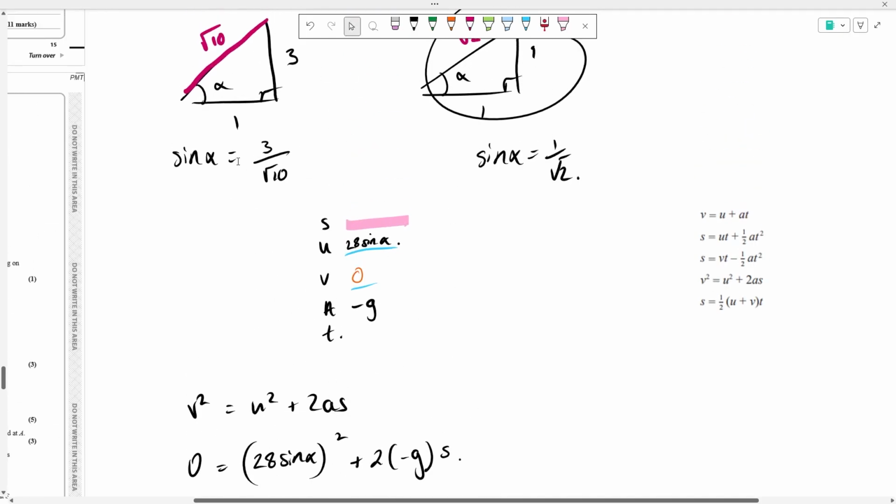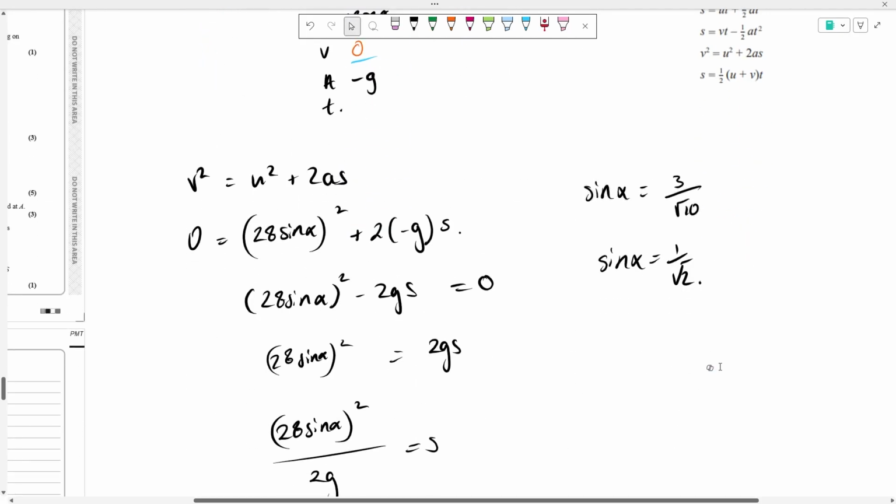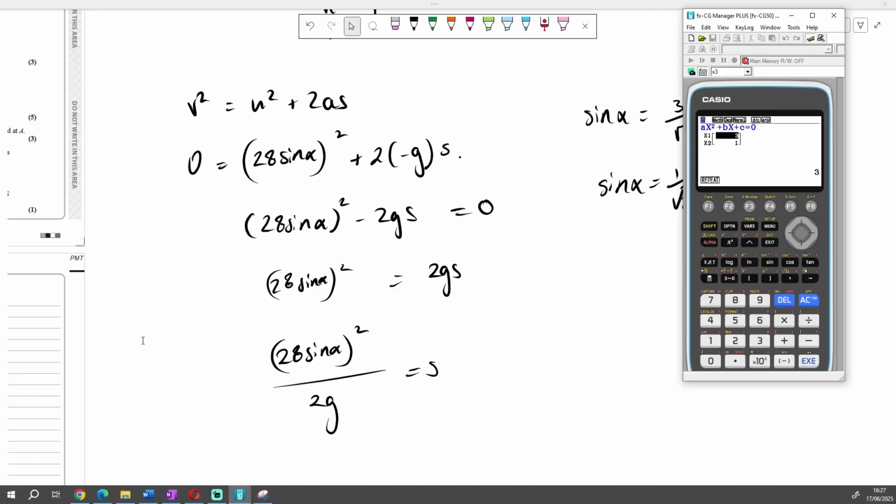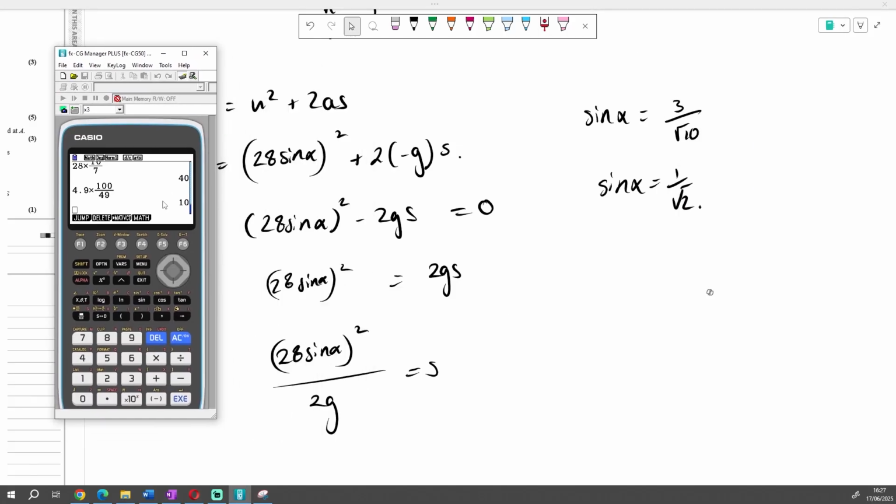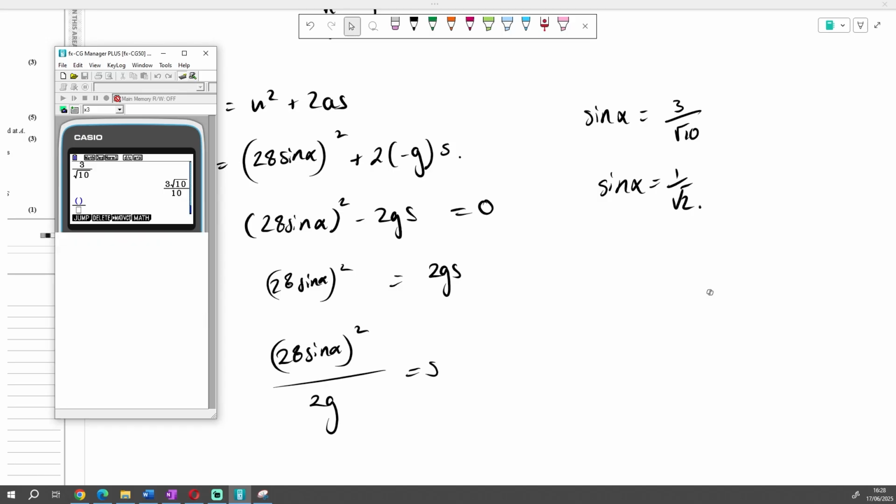Now at the moment I have two values for sine alpha, which is 1 over root 2 and 3 over root 10. I'm going to try both of them. So what I'm going to type into my CG50, and you can kind of do this with your other calculator as well, is 3 over root 10 first. This is just me being lazy, to be honest. You can type it manually, but it's going to be 28.